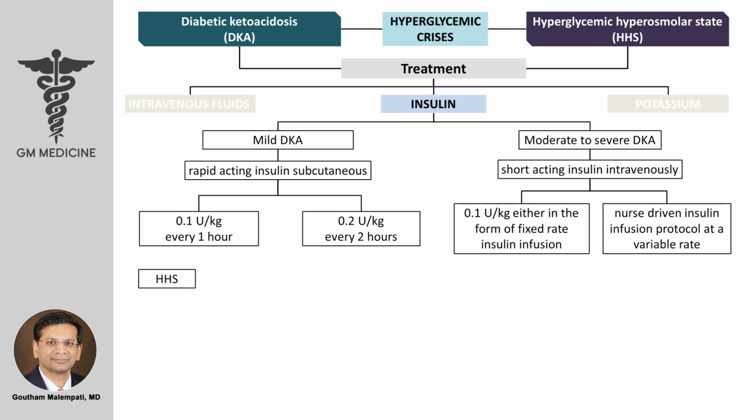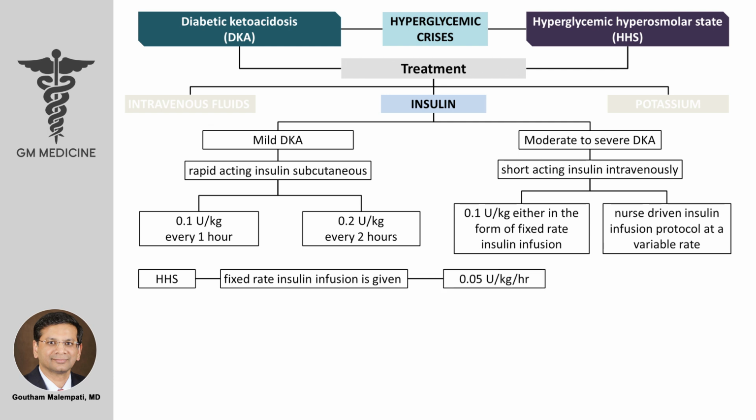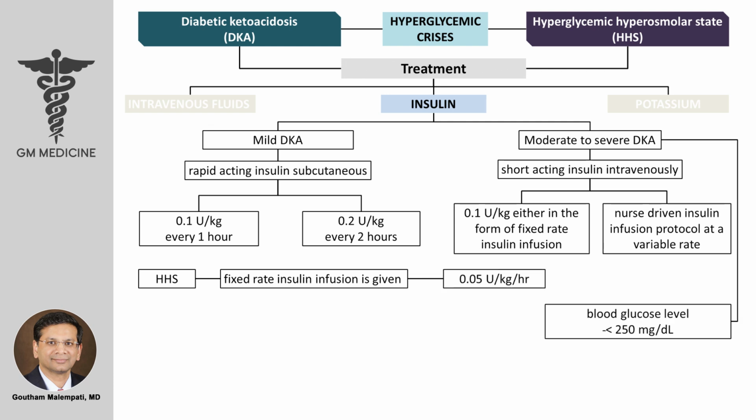In people with hyperglycemic hyperosmolar state, fixed-rate insulin infusion is given at a rate of 0.05 units per kg per hour. When the glucose level reaches less than 250 milligrams per deciliter, one should reduce the insulin rate to 0.05 units per kg per hour intravenously.